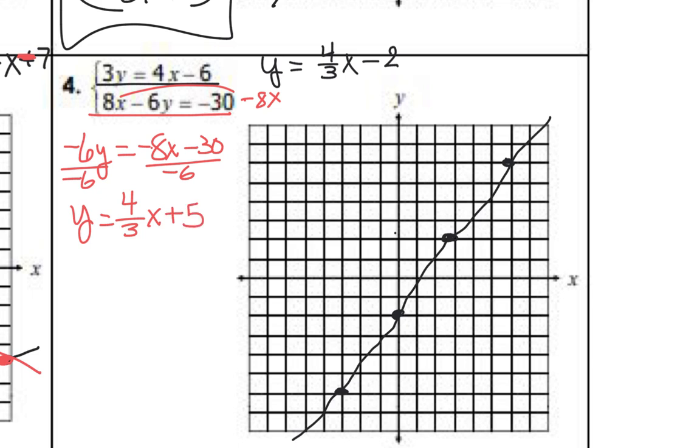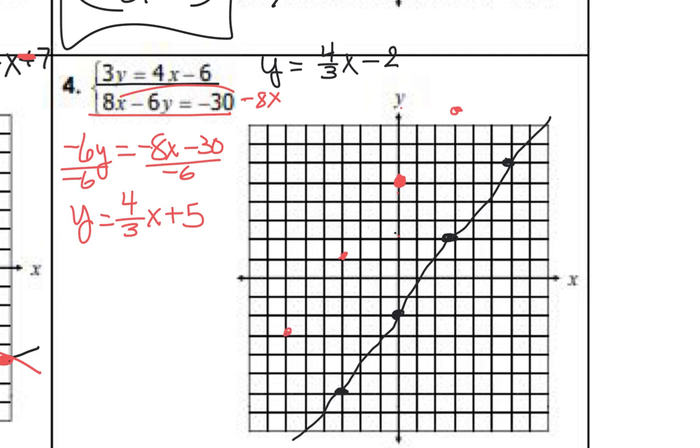So we're going to go up 5, my y-intercept. So my slope is positive 4 over 3, which 4 over 3 would be about here. We can do the opposite and go down 4 to the left 3. Down 4 to the left 3.